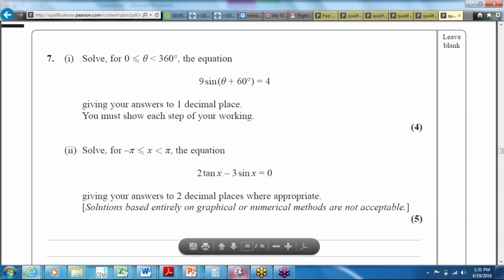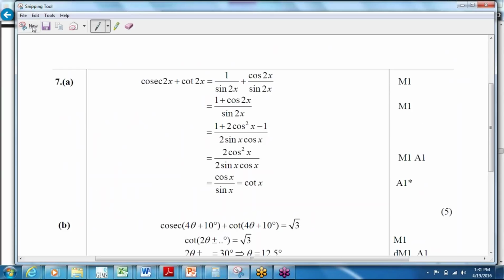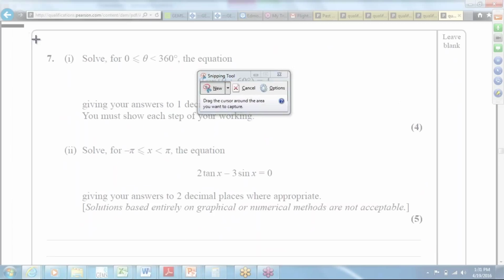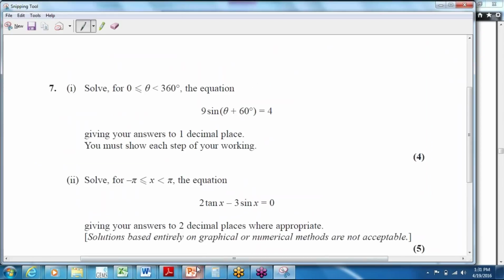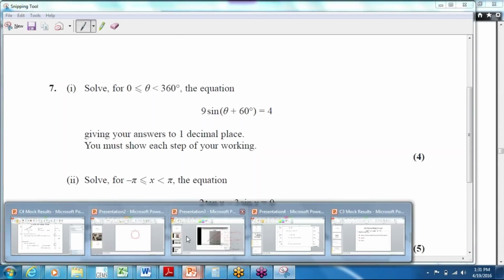So what I will do is take that question and place it on a new page.